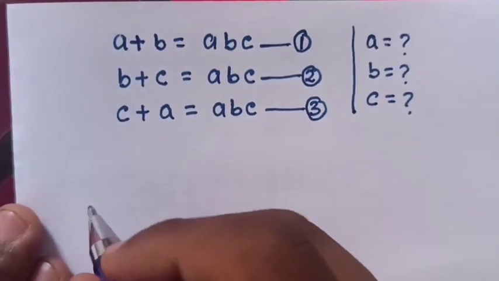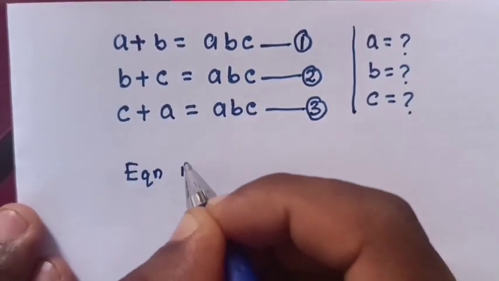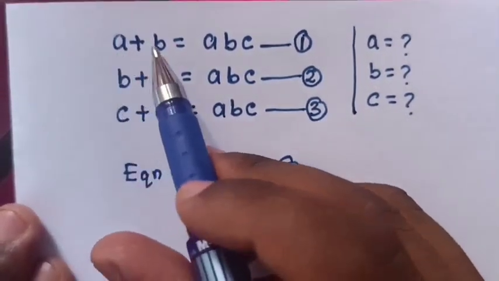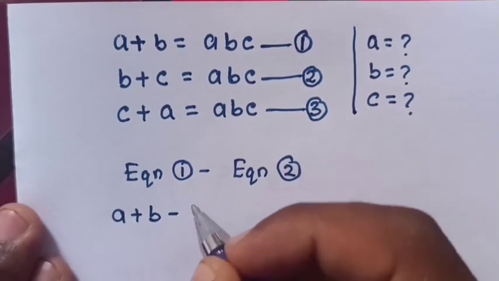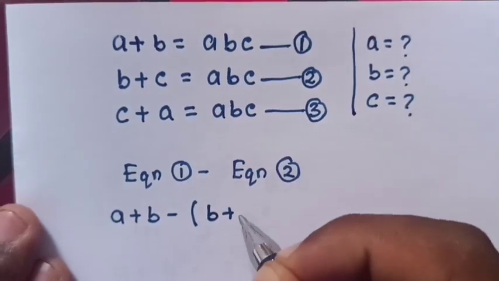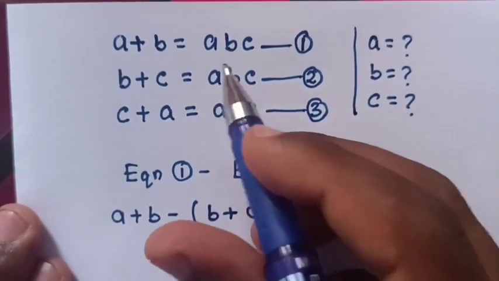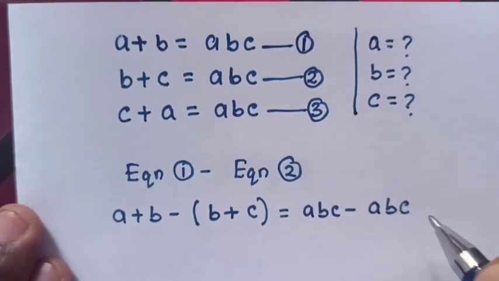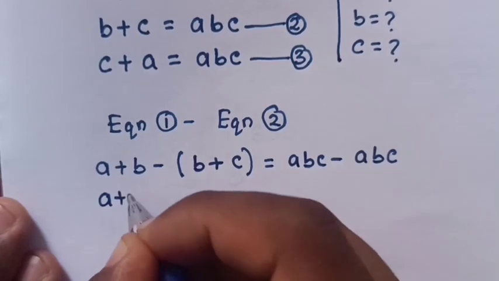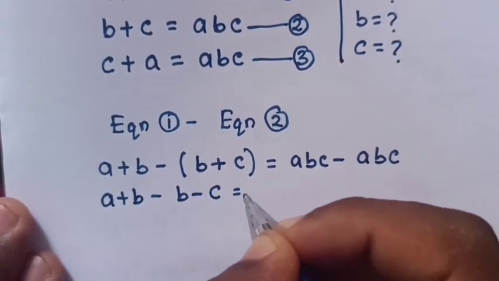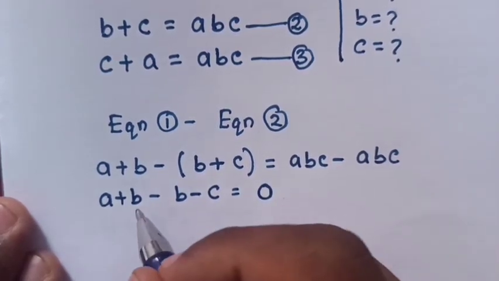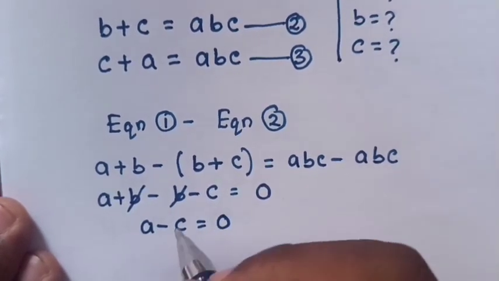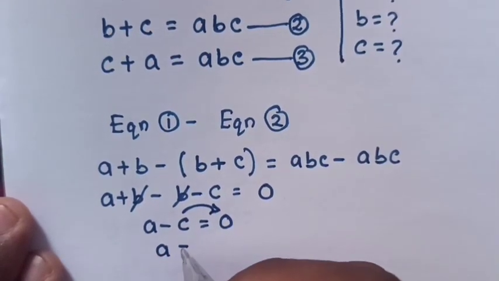Now first step, we take equation 1 minus equation 2. So equation 1 is a plus b, minus equation 2 which is b plus c in bracket, is equals to abc in equation 1 minus abc in equation 2 at the right side. So a plus b minus b minus c is equals to 0. Then b minus b will cancel, 0. So a minus c is equals to 0. Then we take this to the right side. So a is equals to c.